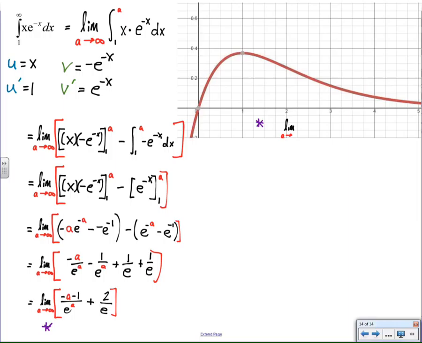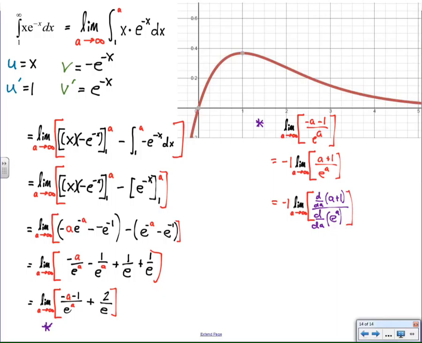Now, the limit as a approaches infinity does not affect 2 over e, so that constant is going to be pulled out. So I'm going to have 2 over e plus the limit as a approaches infinity of negative a minus 1 over e to the a. Intuition tells us that e to the a is going to increase way faster than negative a minus 1. However, just to prove it, we're going to first extract the negative and then apply L'Hopital's rule, where I take the derivative of the numerator and the denominator. That enables me to then allow a to approach infinity and confidently say that this does equal 0.